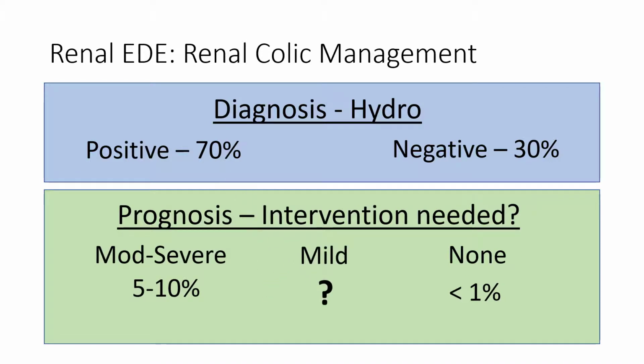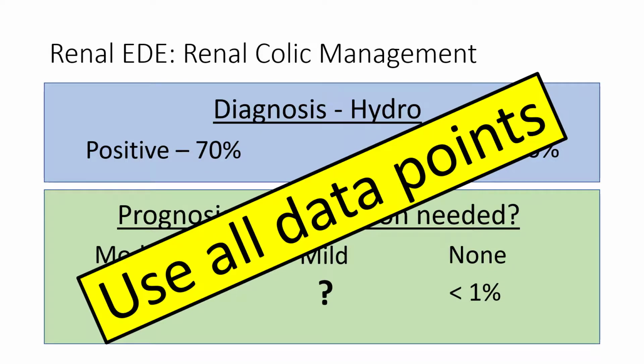Without getting too far into the weeds, no study or consensus document has ever defined what mild hydro is, so the studies aren't too reliable. We have created a more precise definition at EDE too, but it's never been put to the test in a study. Just a reminder to use all data points to come up with an impression. Hydronephrosis suggests a renal stone, but only if your other data points suggest a possible stone as well. Otherwise, the hydronephrosis may have another cause.